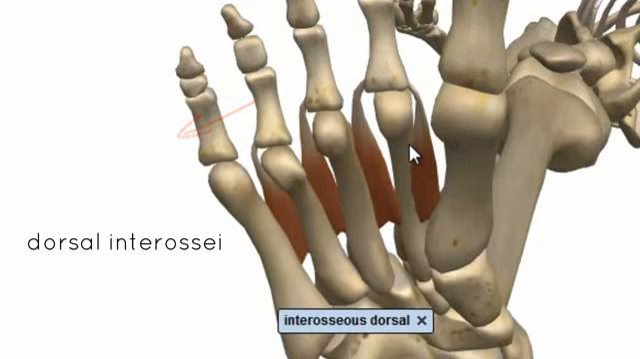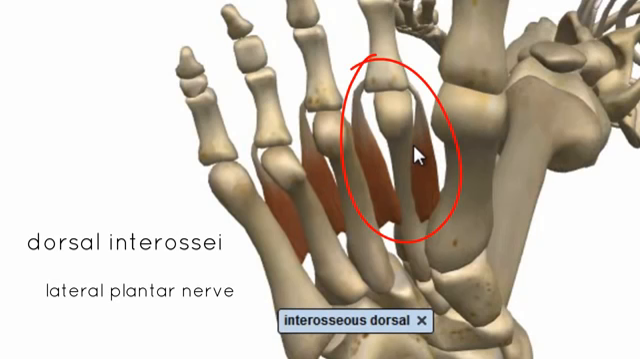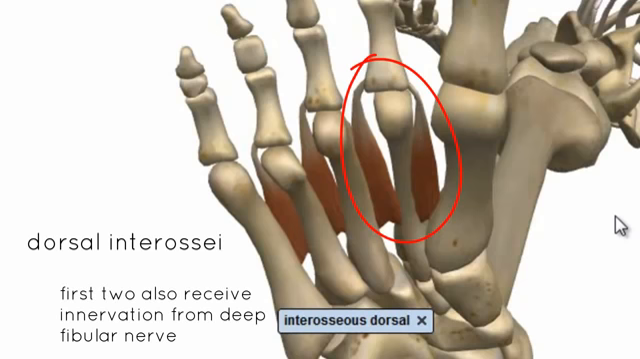You don't have 4 plantar interossei muscles. This first dorsal interosseous muscle inserts medially, so the second toe can be abducted either side. The dorsal interosseous muscles abduct the digits 2 to 4. And they're innervated by the lateral plantar nerve, but you've also got the first 2 dorsal interosseous muscles receiving innervation from the deep fibular nerve.